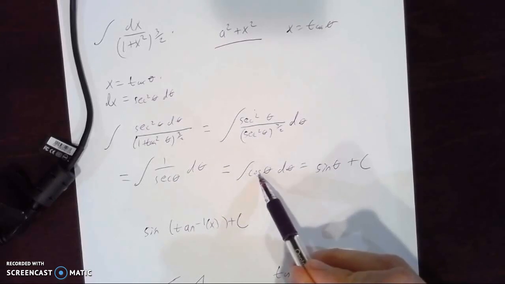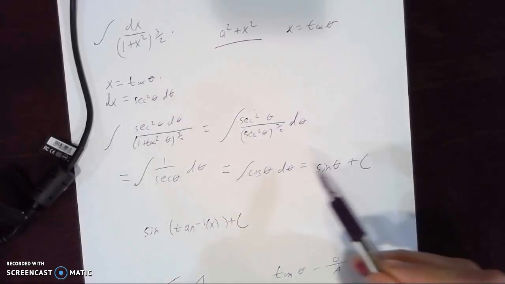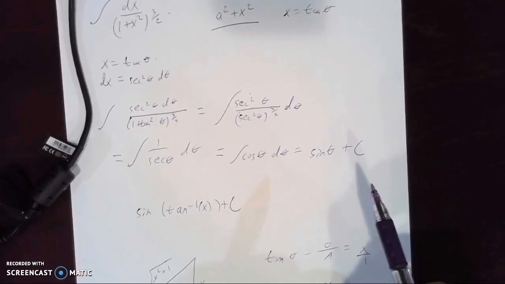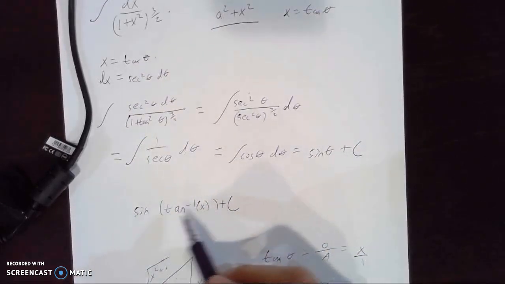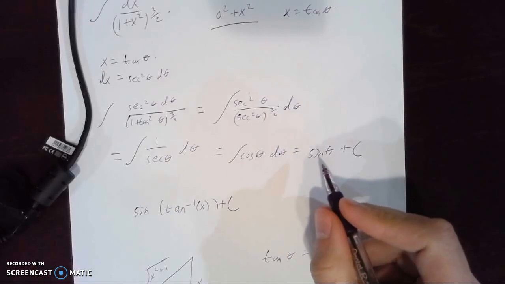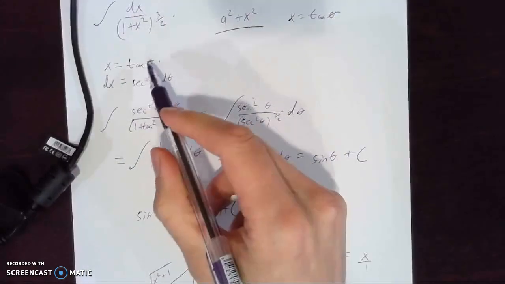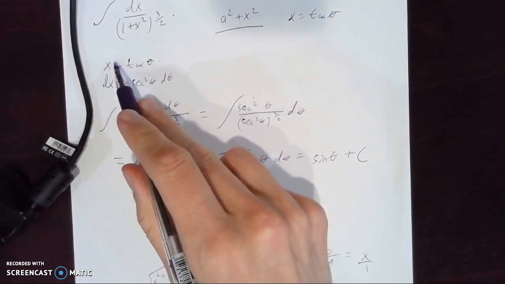So that means we're just integrating cosine theta d theta. So we'd end up with sine of theta plus a constant. So one thing that we could do here, and you might see this answer somewhere, is we could just replace theta with, well, what was theta originally? Theta would be the inverse tangent of x.